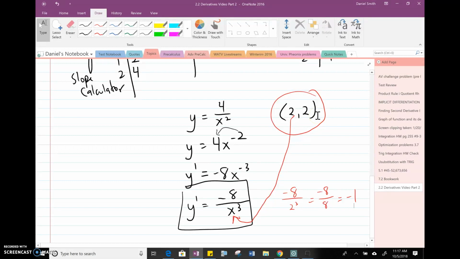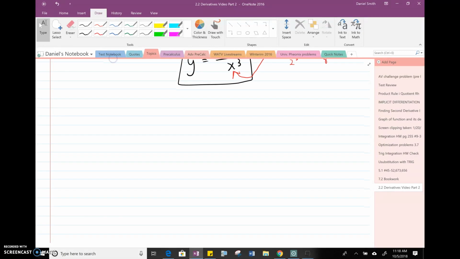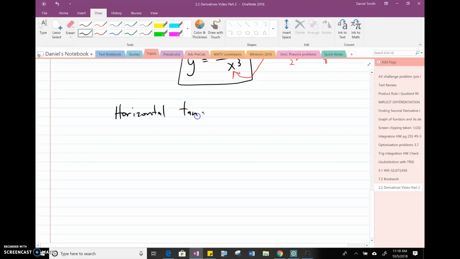It helps us find individual slopes, and we can find them at points if they ask us. That will come in handy on your homework shortly. Here's the last concept, an important concept: how do we find horizontal tangent lines?